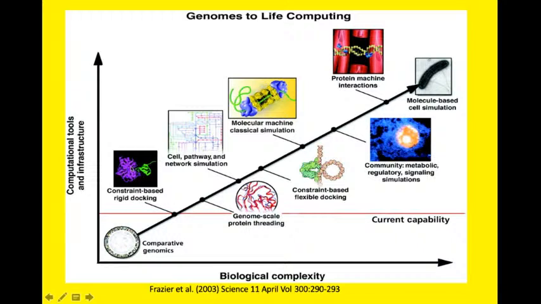Like you want to check within one protein where the catalytic center is available. To check that, we do this molecular docking of your drug and protein samples. Then come your cell pathway network simulations, then molecular machine classical simulation. At the end, the most complex is to understand the molecular based cell simulations.